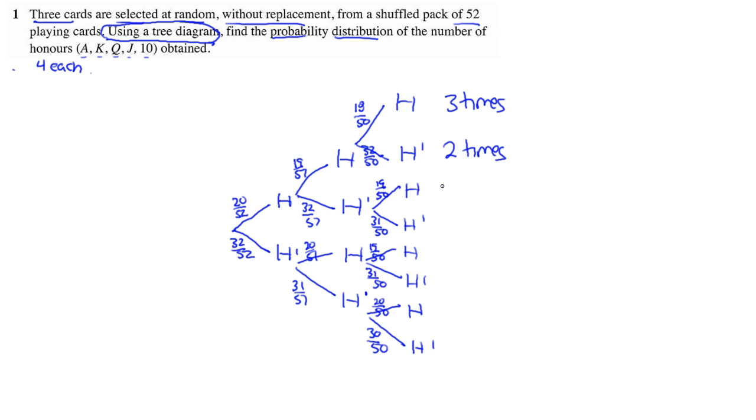All right, so 3 times, 2 times, 2 times, 1 time, 2 times, 1 time, 1 time, and then 0 times. If you're not sure where I got those, take a look at the branches and you can see that's the number of honors for each one. Now, I want you to pause it again, and I want you to fill in the probabilities for each one of these possible outcomes, and then start it back up when you're ready.